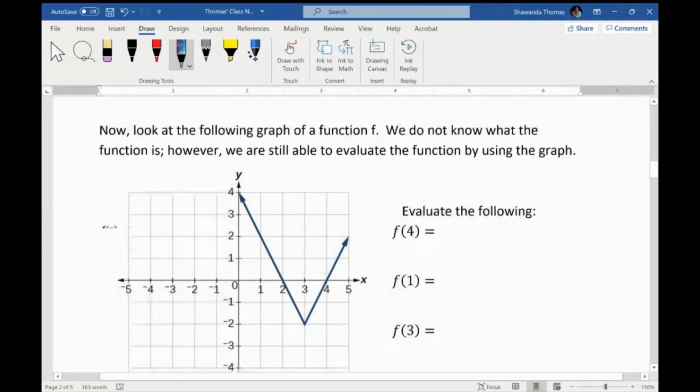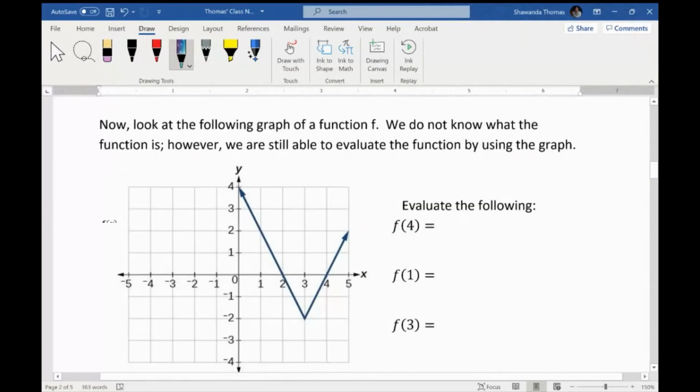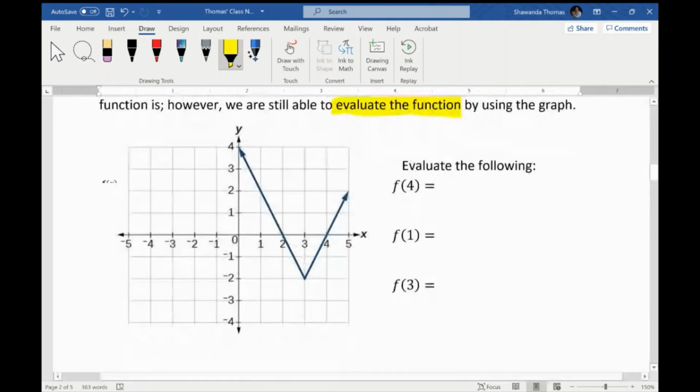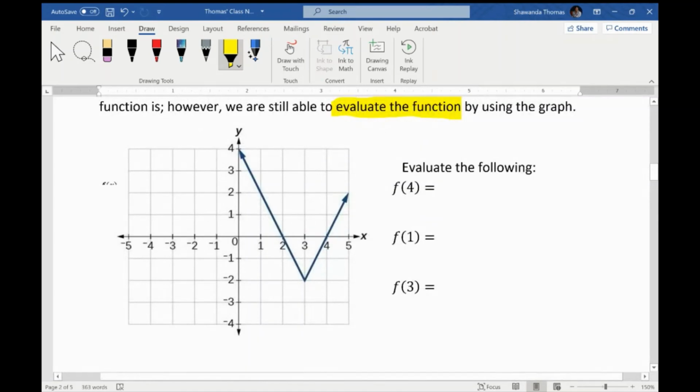Now look at the following graph of a function f. We do not know what the function is. However, we are still able to evaluate the function by using the graph. So we're doing what we did last week. We are evaluating a function. But this time, they didn't give you the actual function. They gave you the graph of the function. And we are to evaluate the following.